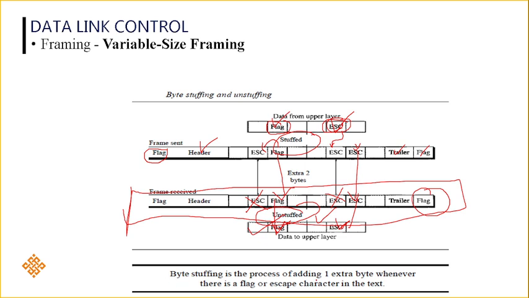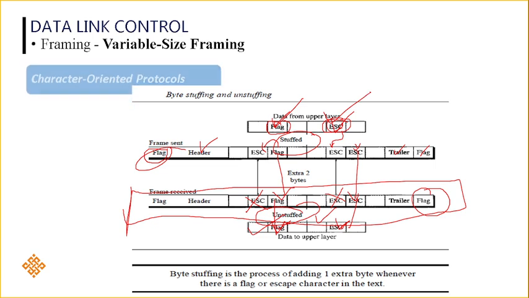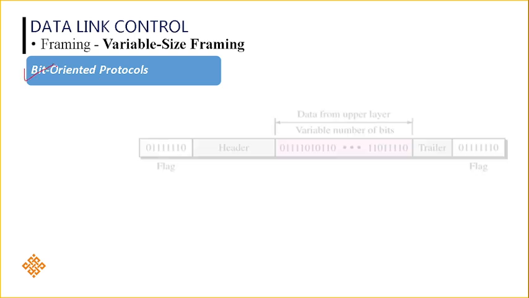So here I've given one point. Byte stuffing is the process of adding one extra byte, nothing but a flag or any other special character, whenever there is a flag or escape character in your text. Okay, so hope you understood. As I told you, we have one more concept known as the bit-oriented protocol. The concept is the same, but instead of working with characters, we are going to work with bits.